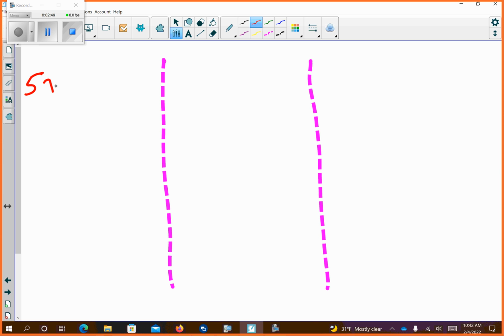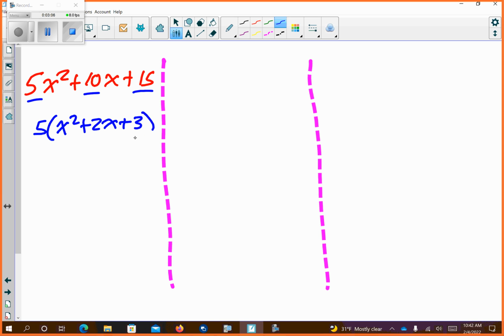Next problem, we might have something that looks like this. Okay, so we have 3 terms. All we're looking at is the greatest common factor. What's the maximum number I can take out of all 3? 5. Nothing else is going to factor out. Make sure you keep in context these signs. It's done. Can't go any further on that one.